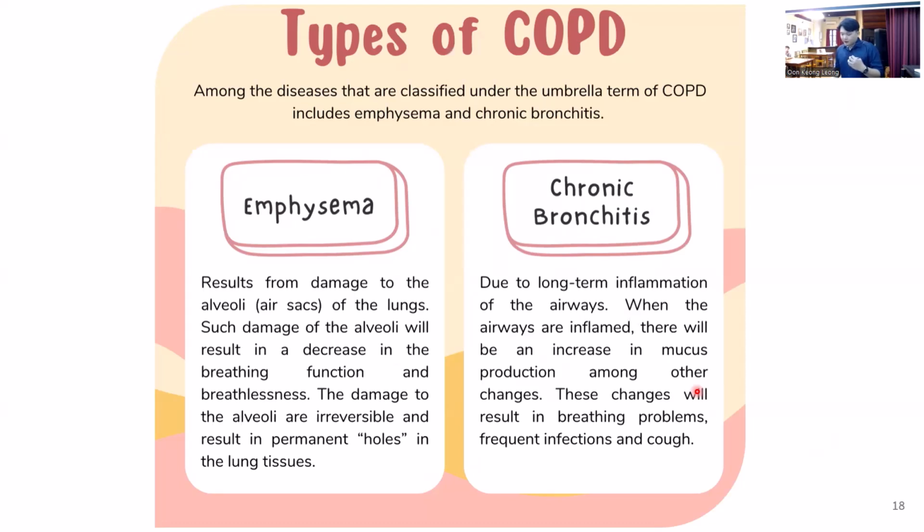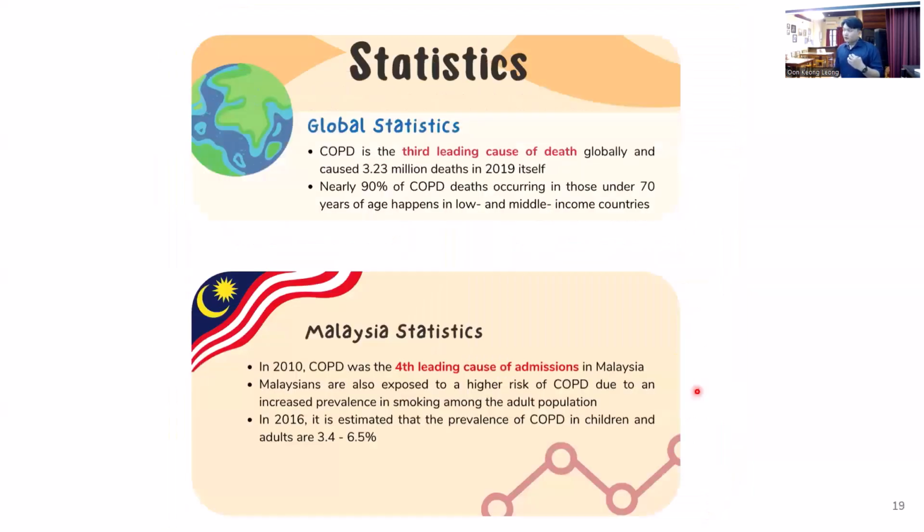When airways are inflamed, there will be an increase in mucus production, resulting in shortness of breath, cough, and respiratory problems. So resulting in breathing problems, frequent infection, and also cough. What to mention, COPD is the third leading cause of death globally and caused 3 million deaths in 2019 itself.